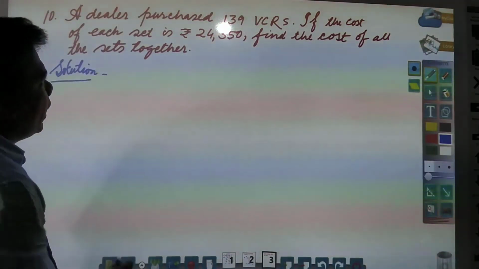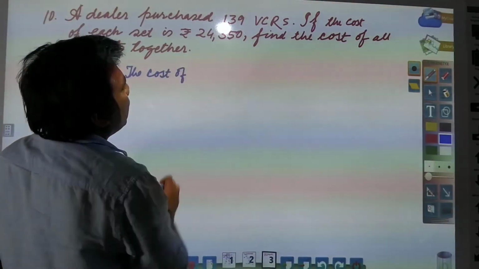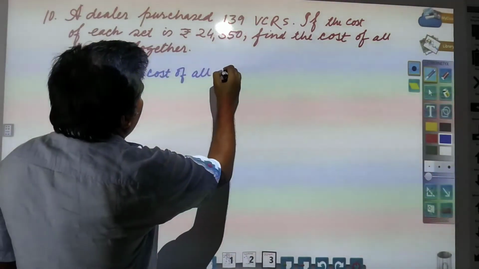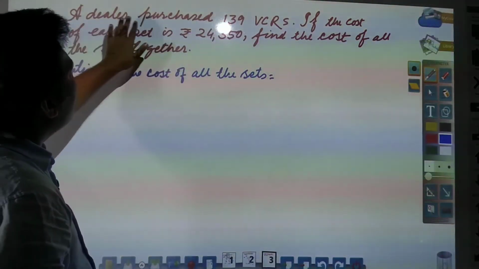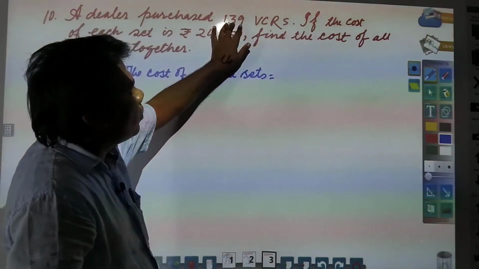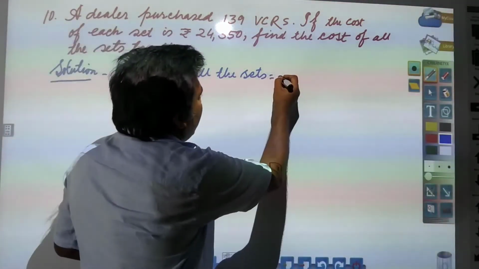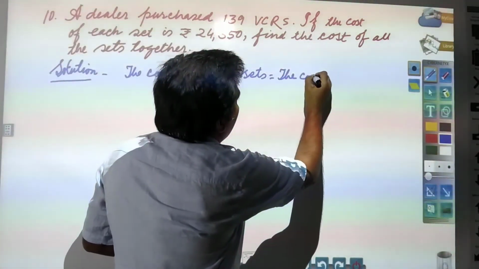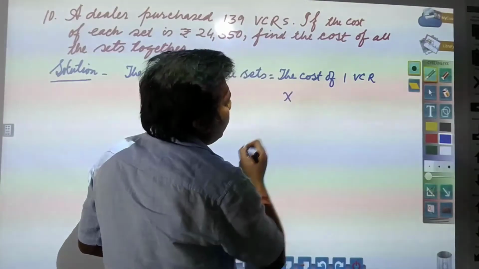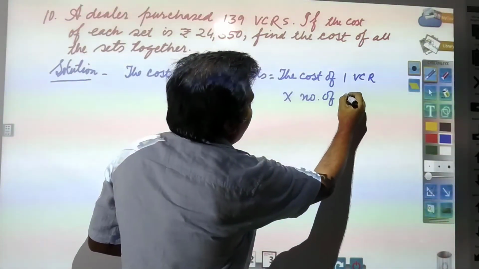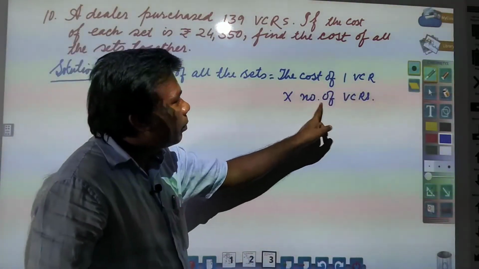Or simply you can write down in this way also. The cost of all the sets will be equal to, here you see a dealer purchased 139 VCRs. This is the number of VCRs, and if the cost of each set is 24,350, so you will write the cost of one VCR into the number of VCRs. The cost of one VCR into number of VCRs.